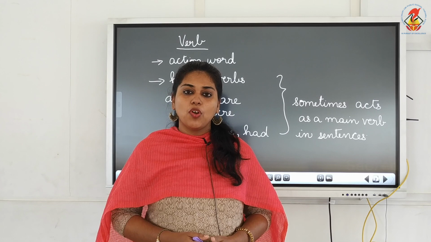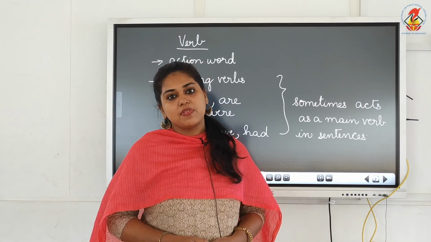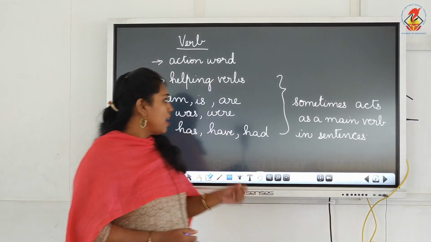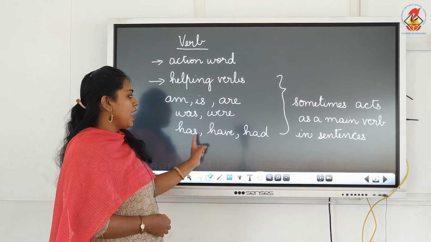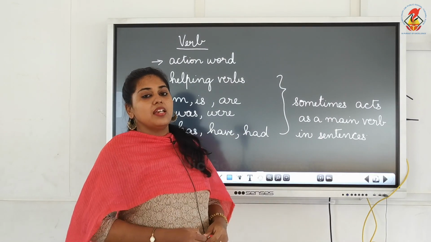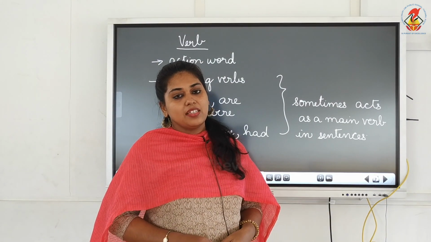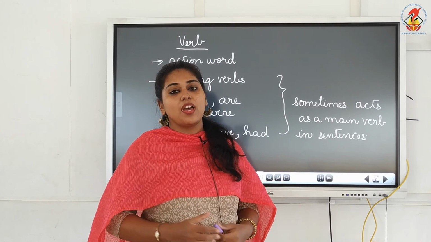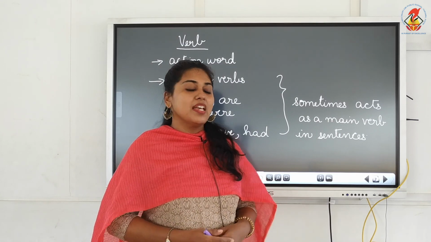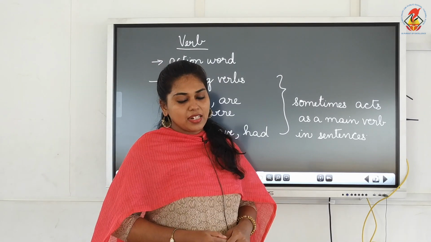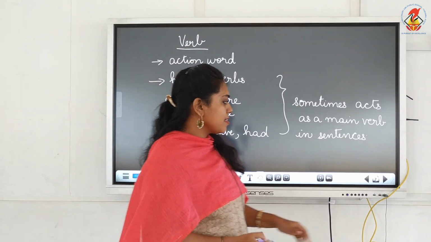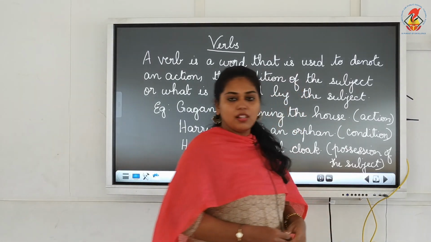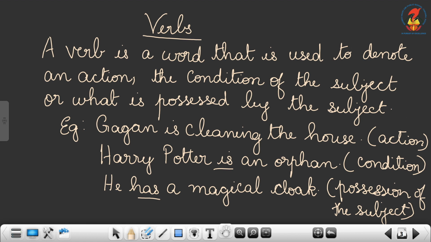Other than action words, we have already learned about helping verbs, which are am, is, are, was, were, has, have, had. It's not necessary that in sentences we need to have an action word. Sometimes these helping verbs act as a main verb in the sentence. So let's look in more detail at what we mean by verbs and what are the different kinds of verbs.